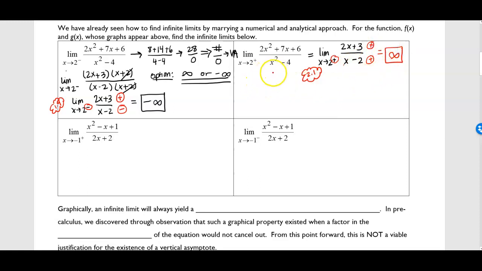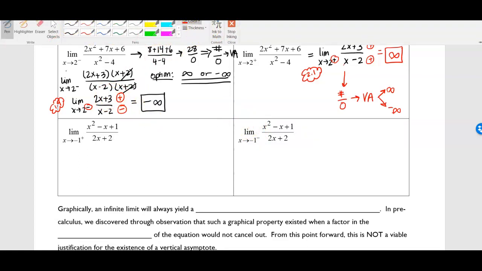Now again, I should have backed up here. It's similar to what we had before. If I would have just tried to plug in 2 first, I would have had a number over 0. A number over 0 automatically tells me I have a vertical asymptote, which automatically tells me my answer is infinity or negative infinity for a left or right limit.